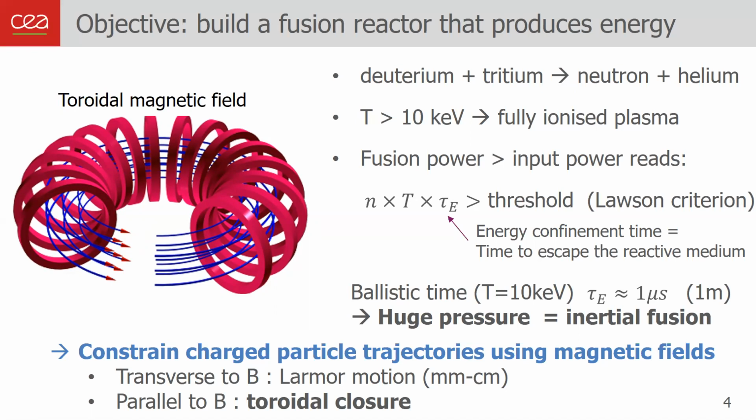And because you have charged particles in plasma, you can constrain the trajectories with a magnetic field. So transverse to the magnetic field, particles will experience Larmor motion of a millimeter to centimeter radius. So in a meter-scale reactor, you have good confinement transverse to B, but along field lines, particles are still following a free thermal motion. So the idea of the tokamak is to close the magnetic field into a toroidal shape. So you get toroidal closure. So in principle, you close the third dimension in space.